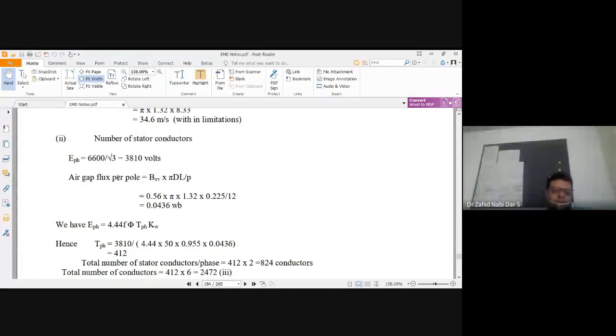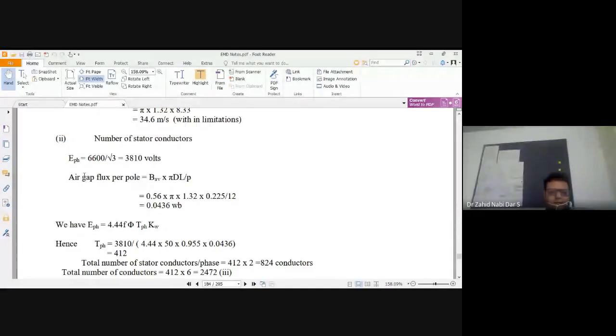Now your air gap flux per pole. See, air gap flux, that is your flux. P phi is equal to BAV into pi dl. That you remember. This formula is also very important. P phi. This formula I have showed you.